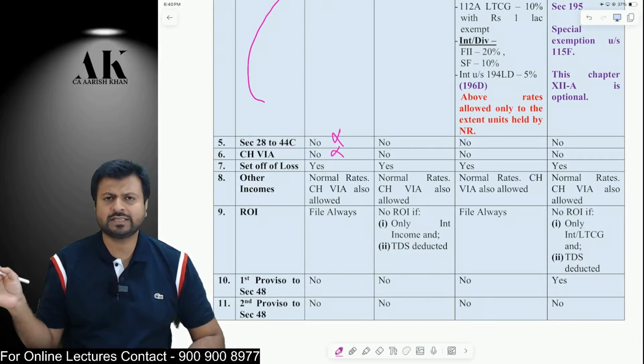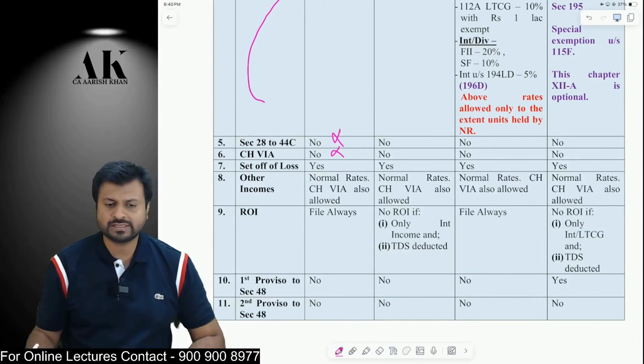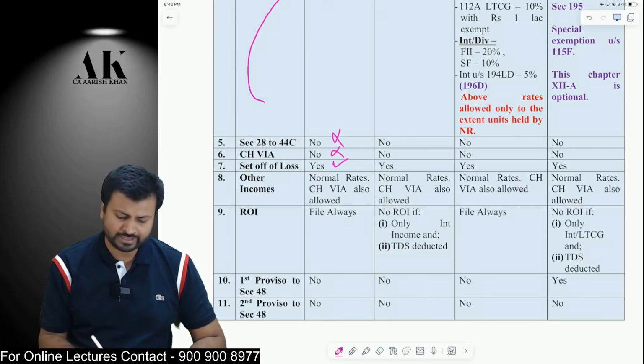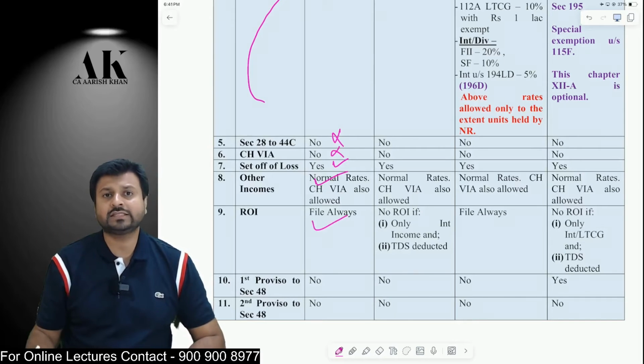Against 111A, Chapter 6A is never available. Against casual incomes also, Chapter 6A is never available. So here also Chapter 6A will not be available. If there is some other loss, long-term capital loss or short-term capital loss, you can set it off against this particular capital gains. Other income will be charged at normal rate. ROI you have to always file, even if you only earn this income, then also ROI is supposed to be filed.